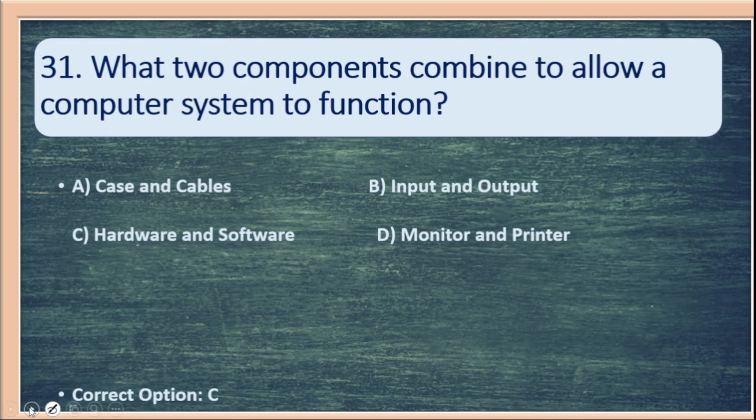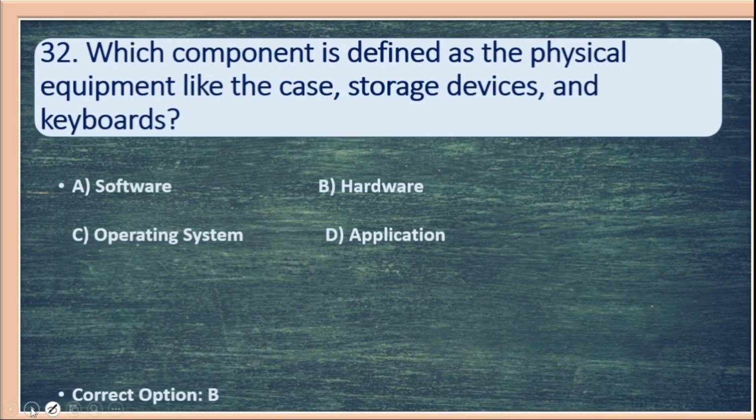What two components combine to allow a computer system to function? Chips and cables, input and output, hardware and software, monitor and printer. Answer is C, hardware and software. Which component is defined as the physical equipment like the case, storage device, and keyboard? Software, hardware, operating system, application. Answer is B, hardware.